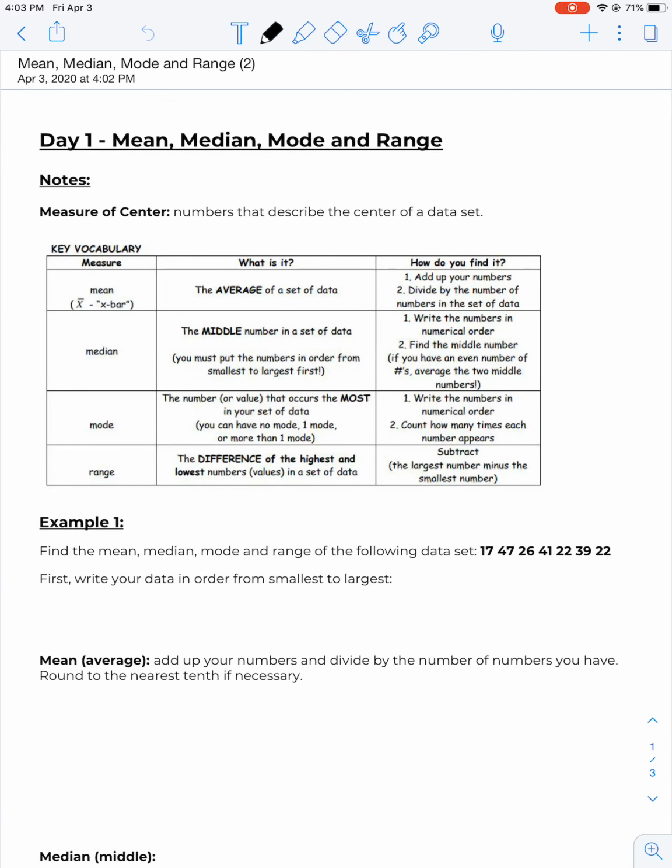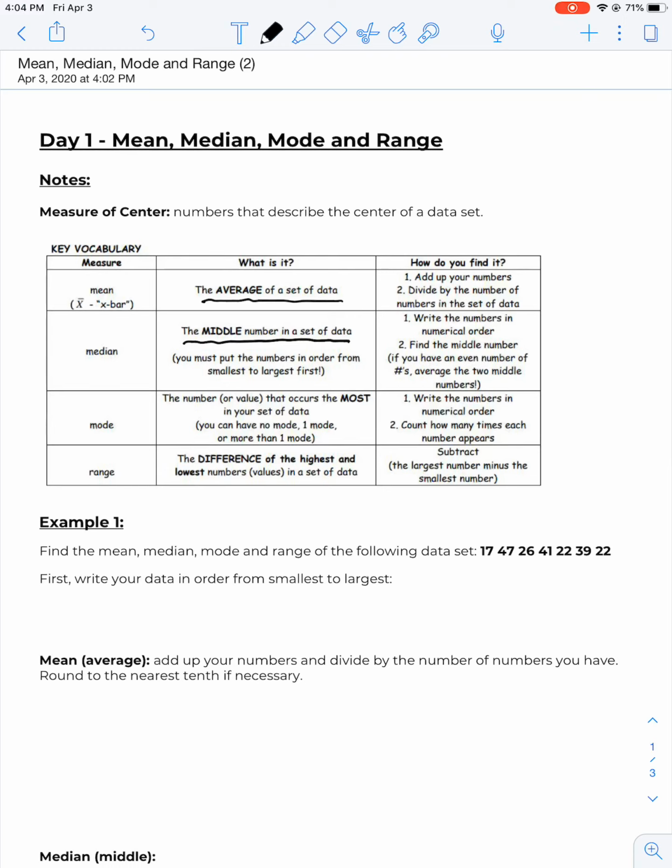All right, this lesson is on mean, median, mode, and range. So for our notes, the first thing is the measure of center, which is the numbers that describe the center of a data set. In here, I would just look to make sure you have the mean, which is the average of a set of data. The median is the middle number of the set of data.